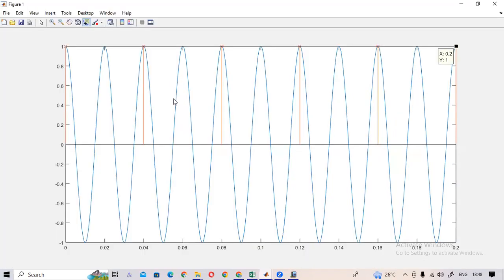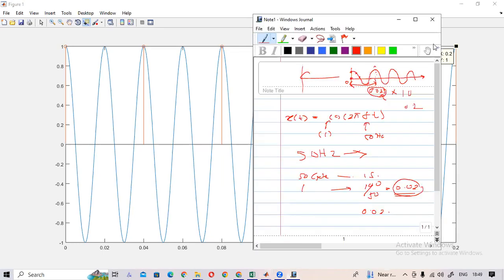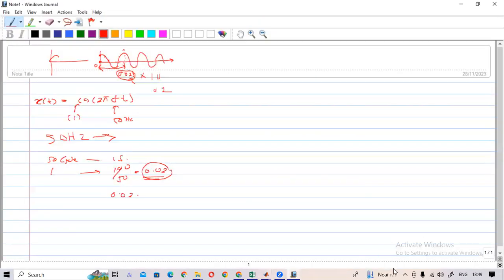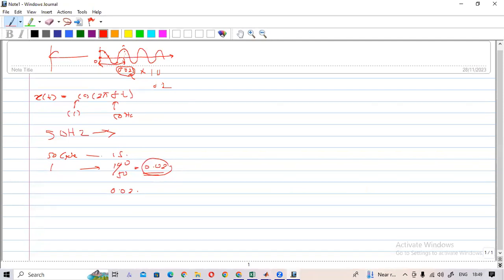Can someone tell me what is the normalized frequency of this discrete time signal, the sampled signal? So this is the sampled signal. Can anyone tell me what is the normalized frequency of this discrete time signal?